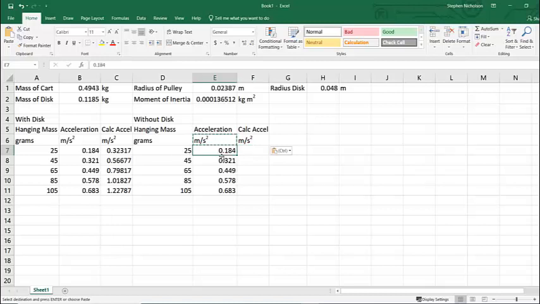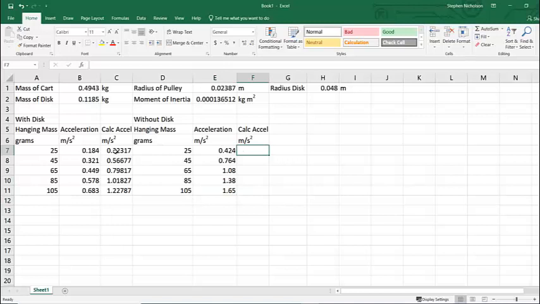So let's put in the values: 0.424, 0.764, 0.28, 1.38.65. So those are without the disk.